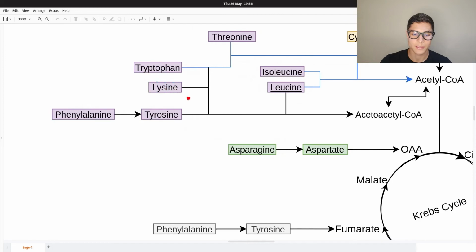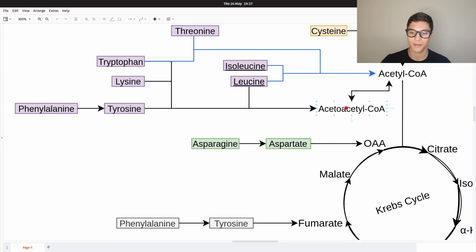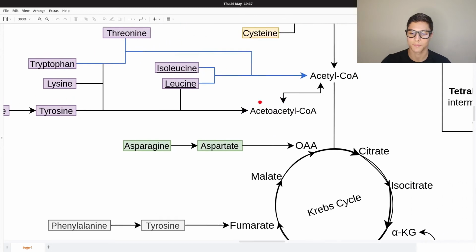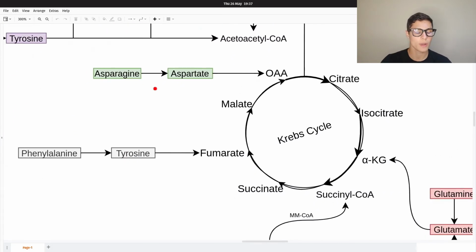And then we have lysine, phenylalanine to tyrosine, and those two give acetoacetyl-CoA, as well as the tryptophan and the leucine. This molecule right here is the precursor of acetoacetate and acetone and beta-hydroxybutyrate, the ketone bodies. Now, if we continue, we have the asparagine that is going to be converted into aspartate, and the aspartate, as we saw in the transaminase enzyme we used earlier, is going to give us oxaloacetate.